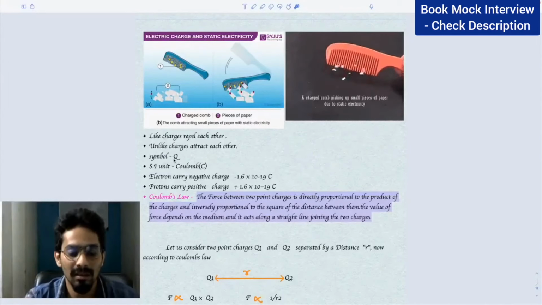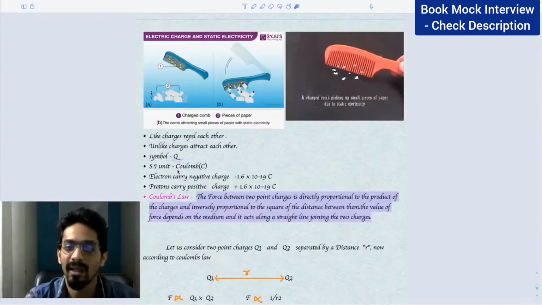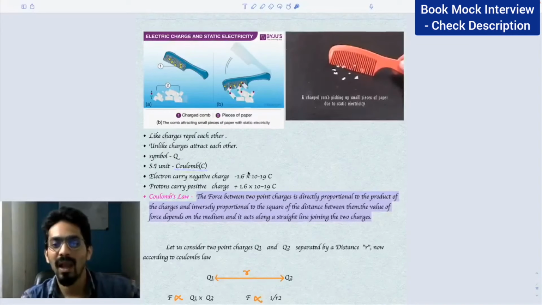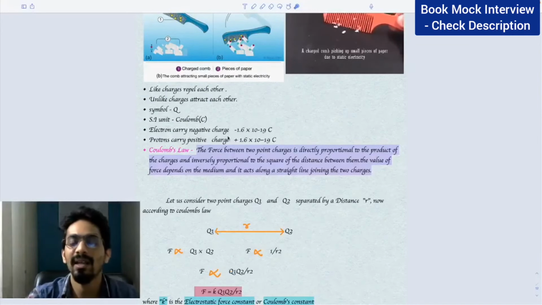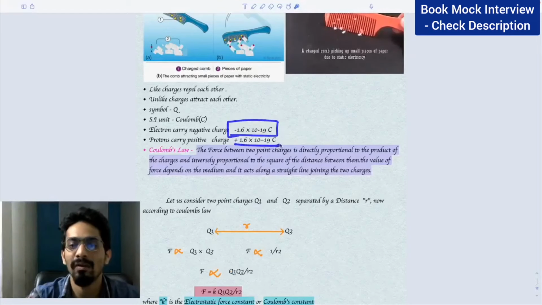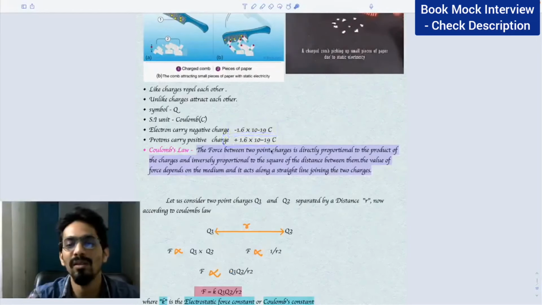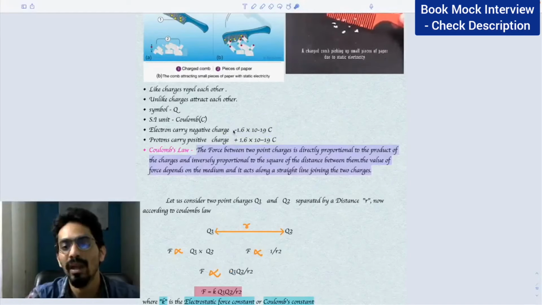Okay, the symbol of charge is Q. Its SI unit is coulomb. And electrons carry a negative charge. This is the value of an electron and this is the value of a proton. You can see there is no difference in the magnitude of the electron's or proton's charge. The electron carries a negative charge, the proton carries a positive charge.